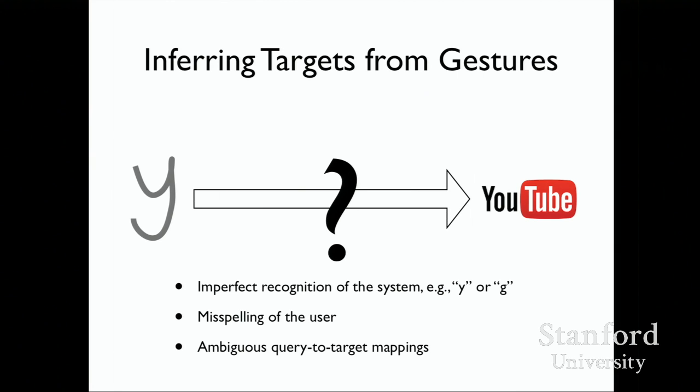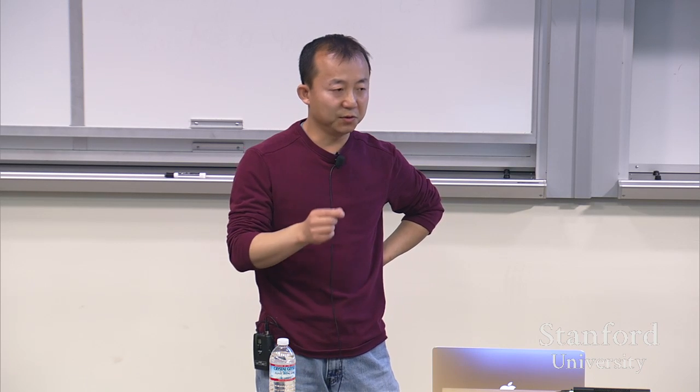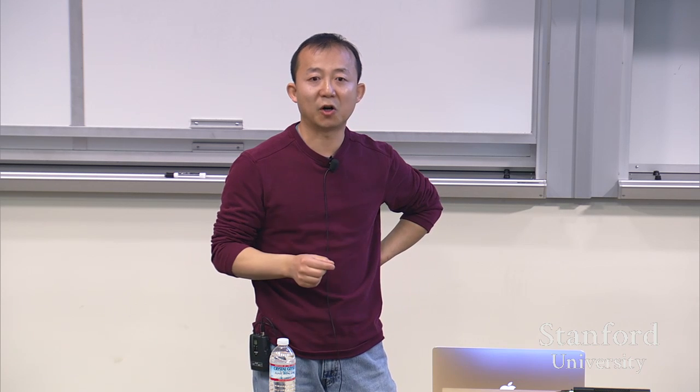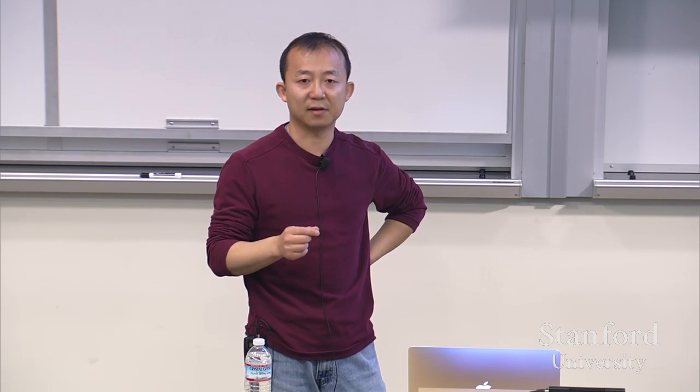So far I have talked about how we can detect intended gesture input. So once the gesture is detected, we need to infer the target item the user wants to access. So there are multiple levels of ambiguity in this process. The system can misrecognize the gesture, or the user can misspell the keyword of the target. On top of these, it's often ambiguous which target the user wants to access given a character.